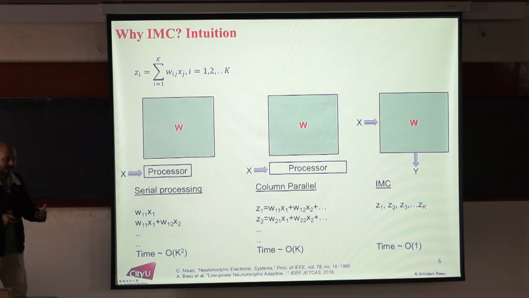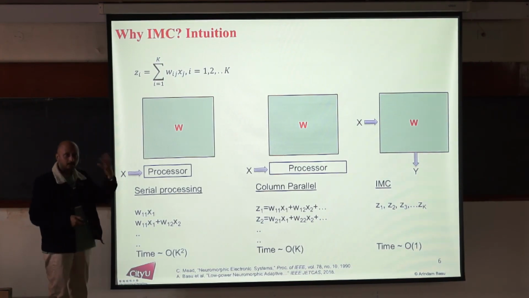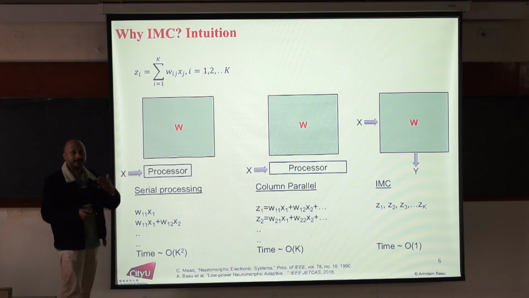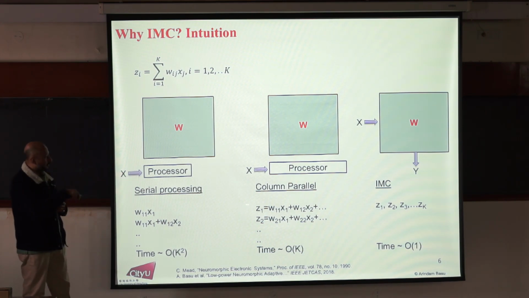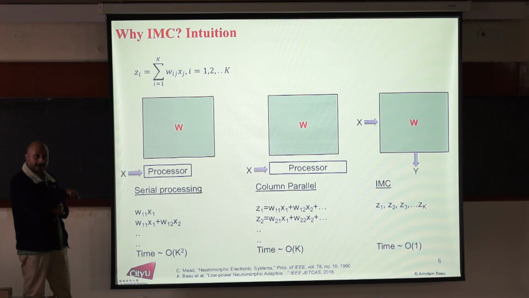Now you can do a little bit fancier. You can say, okay, I'll read out the entire row in one cycle, so you can read it out in parallel. In that case, I make the processor big, assuming that I can handle all the data. So in the first cycle, I can do the first output, Z1, W11 X1 plus W12 X2 plus so on. Second cycle, I do Z2 and so on. So in this case, I'll need order K because of the K rows of this matrix.